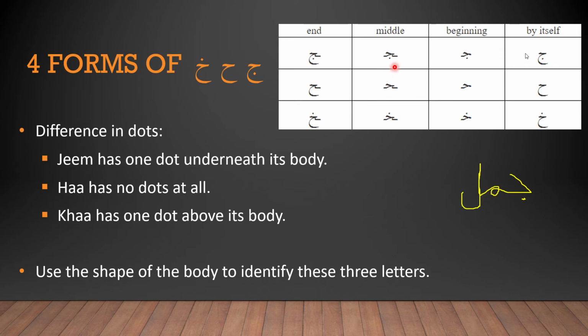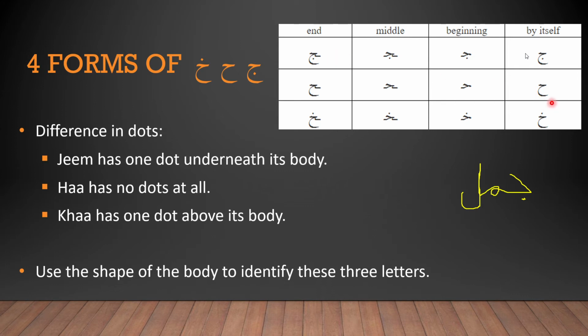Similarly, in the middle, we see that Jeem again doesn't have the lower arc because it has a letter here and then another letter connecting here. At the end, there's no letter here, so Jeem can finally have its full arc. And of course, it has an extension here because it's connecting with the letter previous to it.